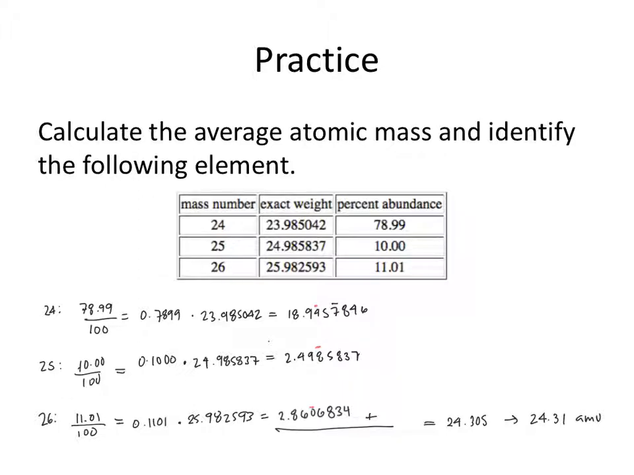Now they want us to identify the following element. So we're going to go to our periodic table and look at the average atomic masses. If we get to magnesium, we see that magnesium has this average atomic mass. Okay, so this is how you calculate them. Make sure if you follow the steps, you'll be good to go.